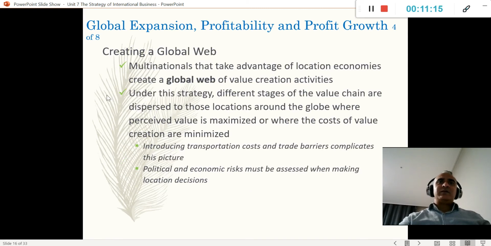So in this case, we create a global web. That means we have production in certain places, distribution in other places. We use the locations accordingly. This is a case, for example, of the global web.